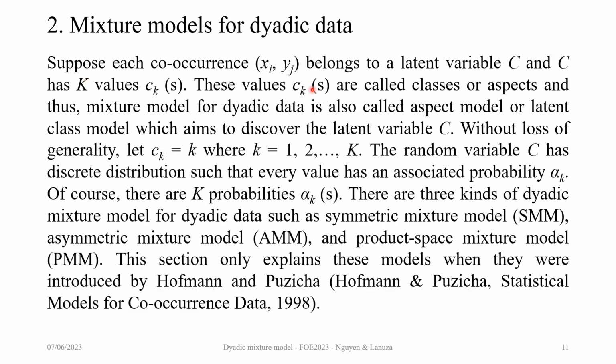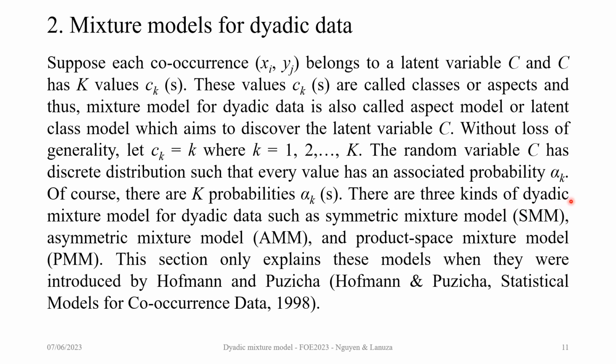Suppose each co-occurrence Si, Yj belongs to a latent variable C, and C has K values, C_k. The values C_k are called latent classes or aspects, and thus the mixture model for dyadic data is also called the aspect model or latent class model, which aims to discover the latent variable C. Without loss of generality, let k run from 1 to K. The random variable C has a discrete distribution such that every value has an associated probability alpha_k. Of course, there are K probabilities alpha_k.